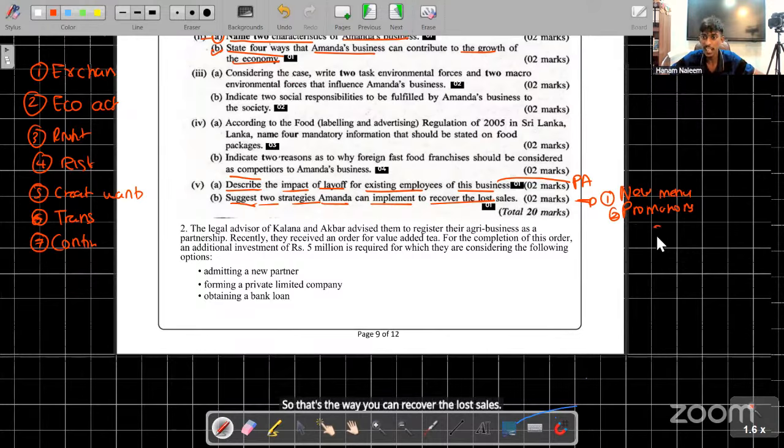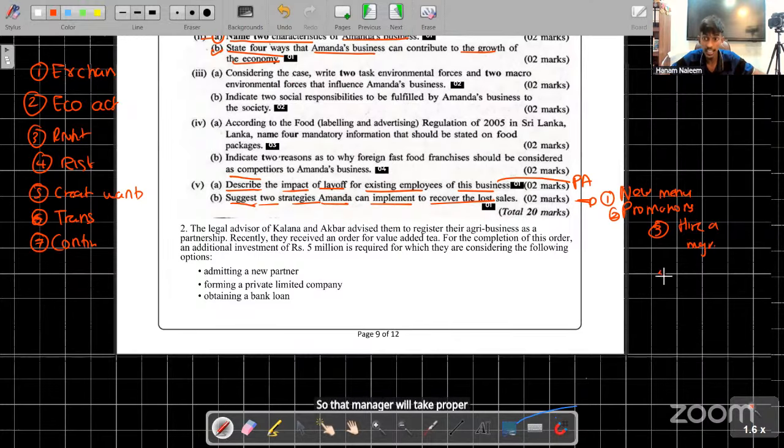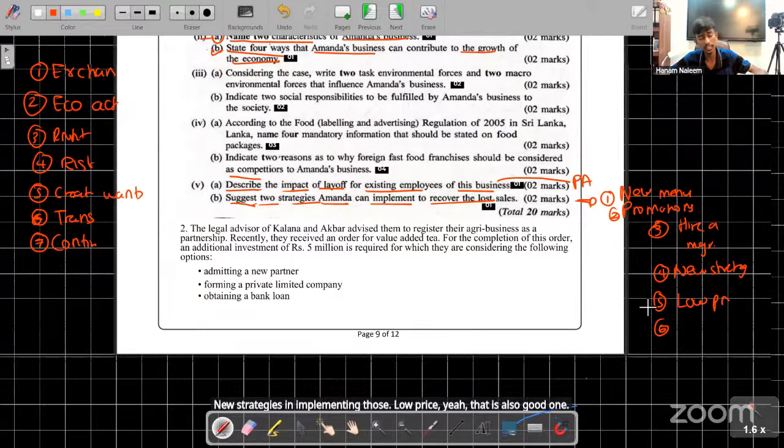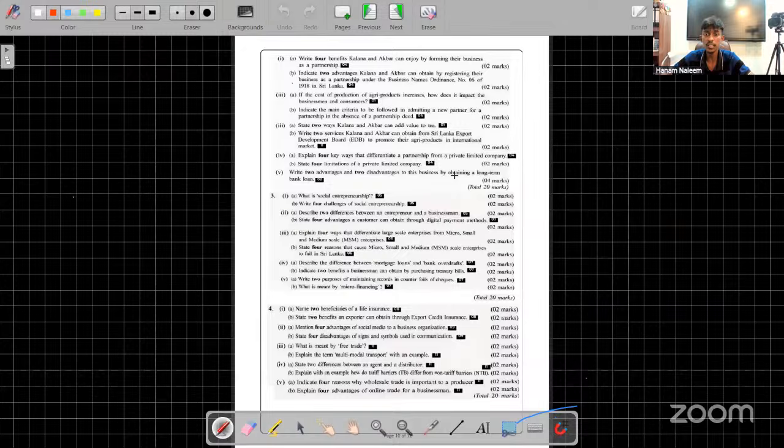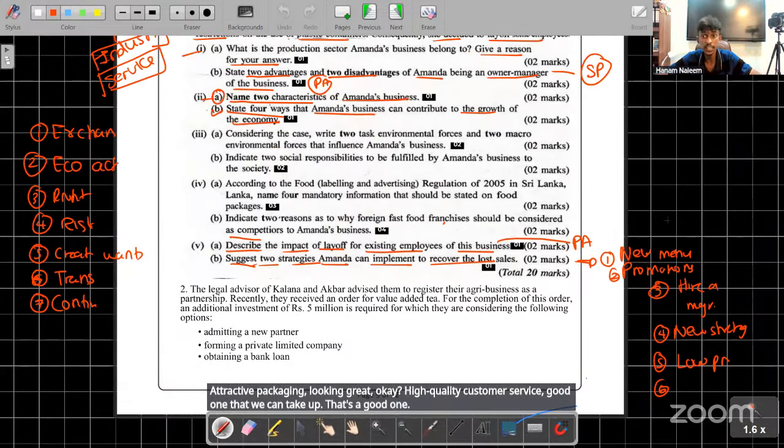Okay, you are running a sole proprietorship. You are the owner manager. Maybe hire a manager, so that the manager will take proper decisions. Very good. New strategies, and implementing those. Low price, yeah, that is also a good one. Attractive packaging, correct. High quality customer service, good one that we can take up, because it's a restaurant. The smart answer.